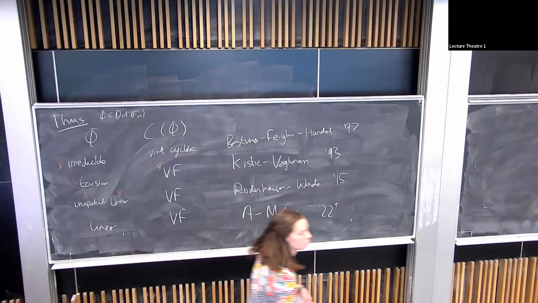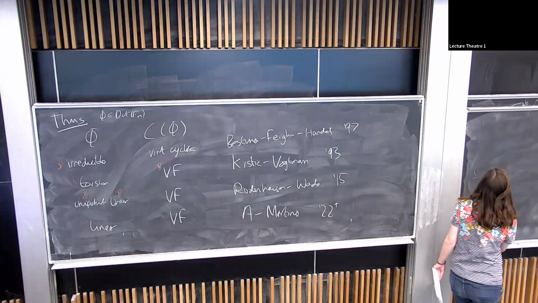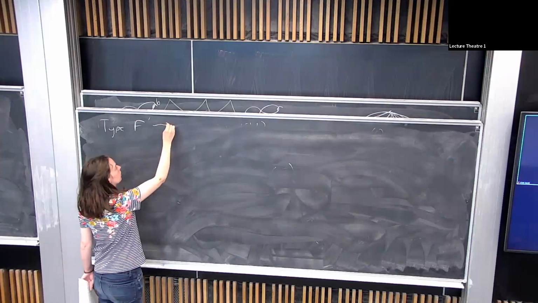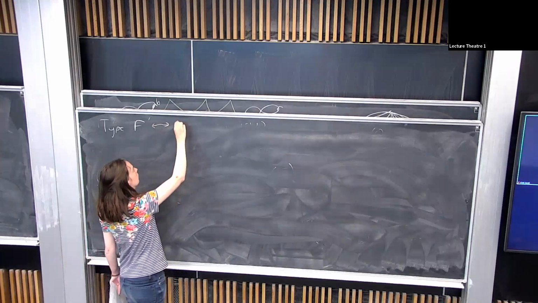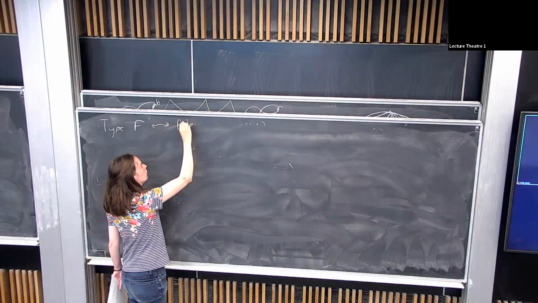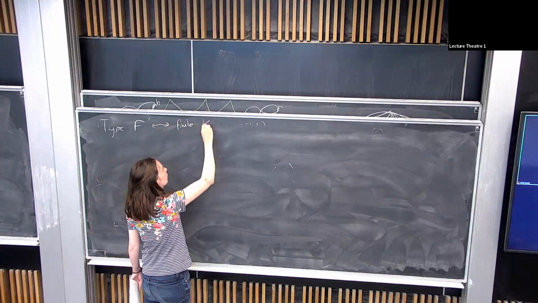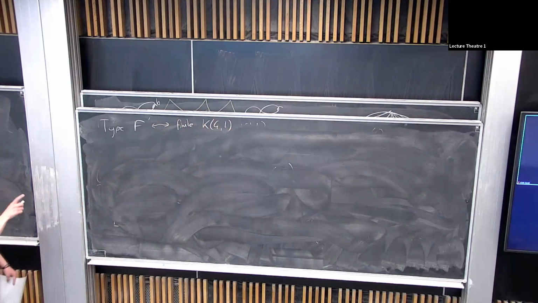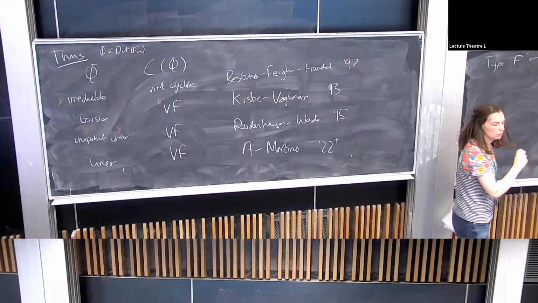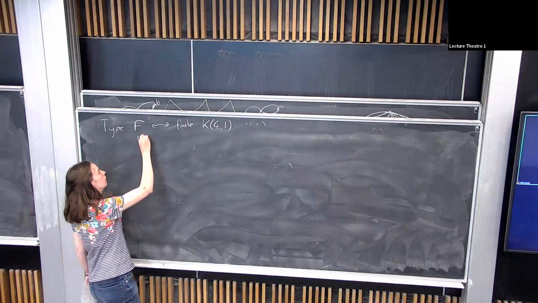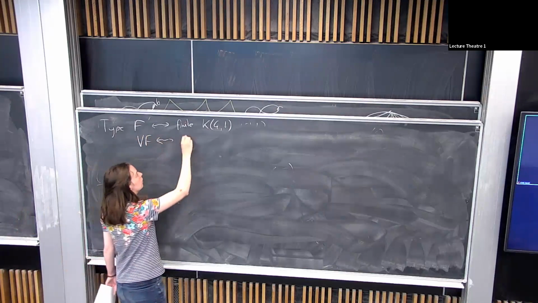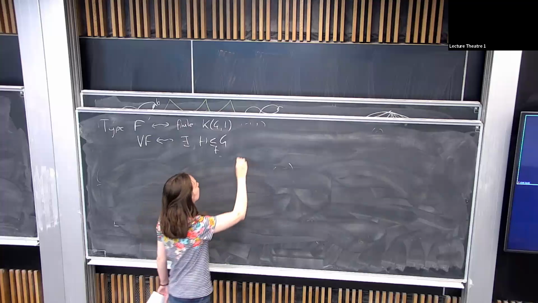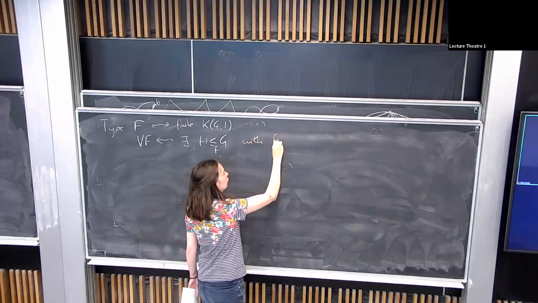Start with BF, because that's the one where I'm more likely to interact with the room. So type F is a finite K(G,1). This implies that you're torsion free. Lots of groups don't have this, but they're still quite nice. So VF is a finite index subgroup of B with a finite classifying space.